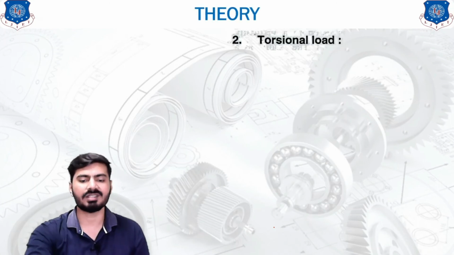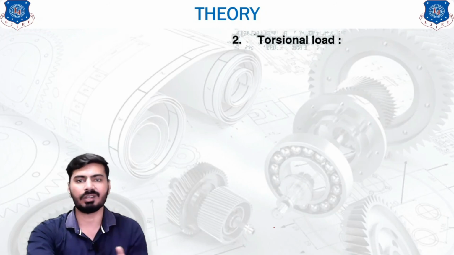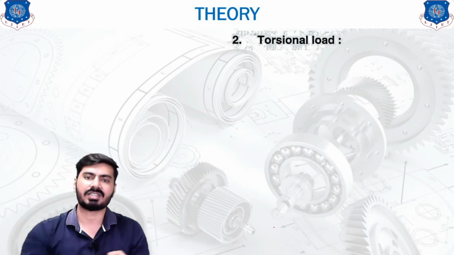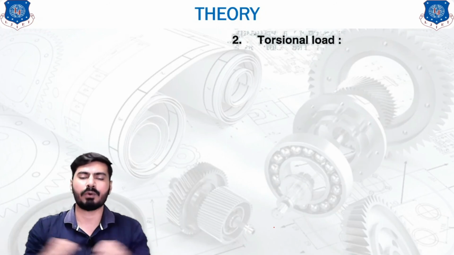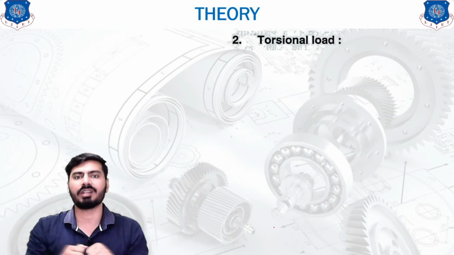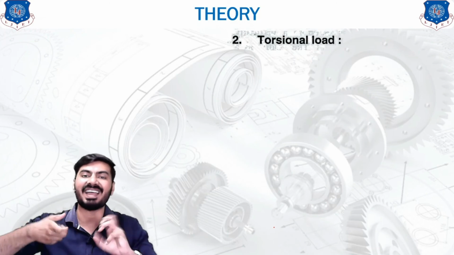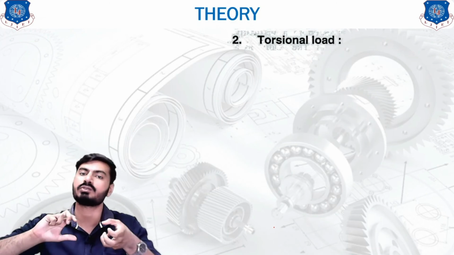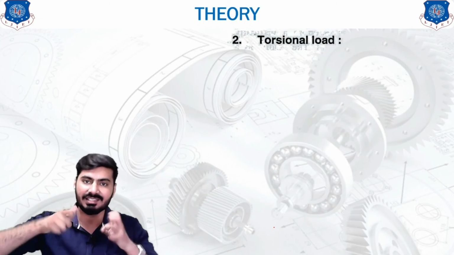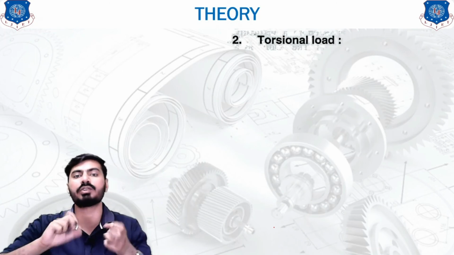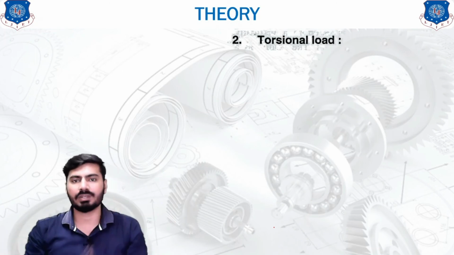So if you consider the torsional load, then torsional load is similar to the axial load. The only difference is that the axial load is going to deform the body in the longitudinal direction. But torsional load is going to deform the body in an angular direction, because it is going to change the dimension in an angular direction, so it is going to twist the body. So that is the only change.